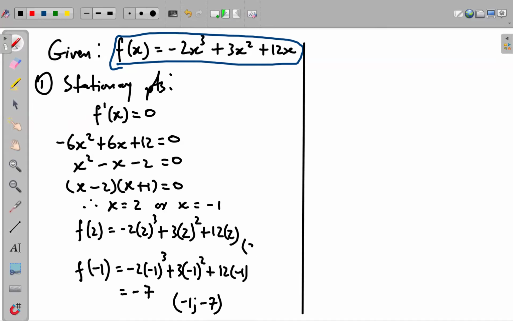So which means (2, 20) is one of our turning points, and the other one is (-1, -7). All right, very good. Now, guess what? The next question is classify.